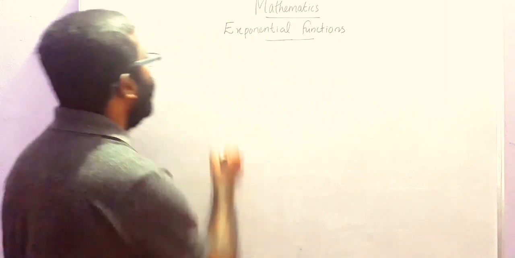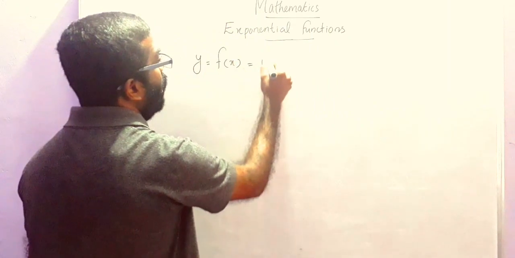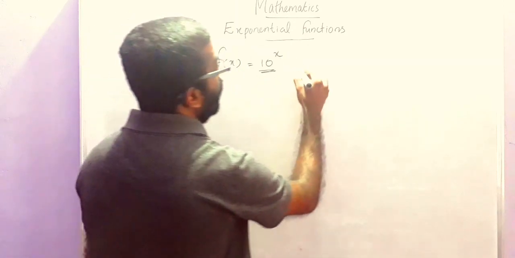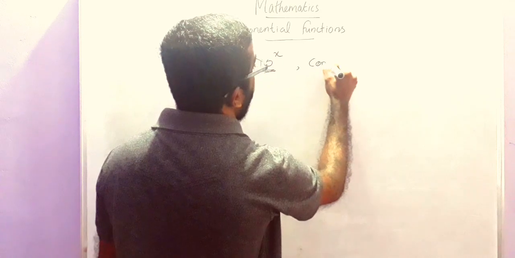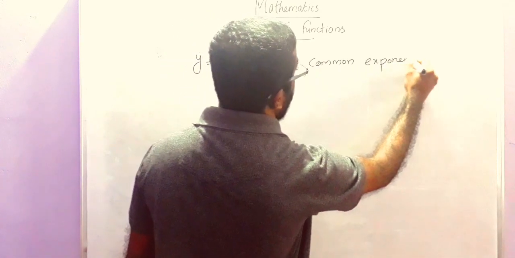One is y is equal to f of x is equal to 10 raised to x. Here the base is 10. This is called a common exponential function.